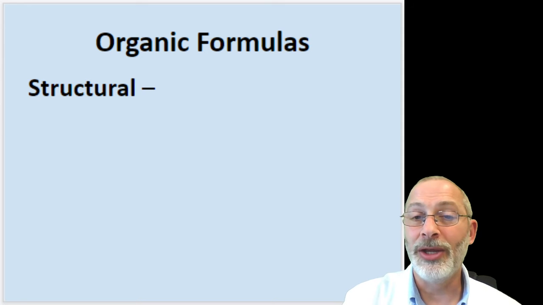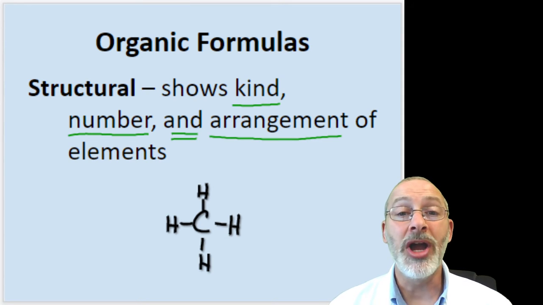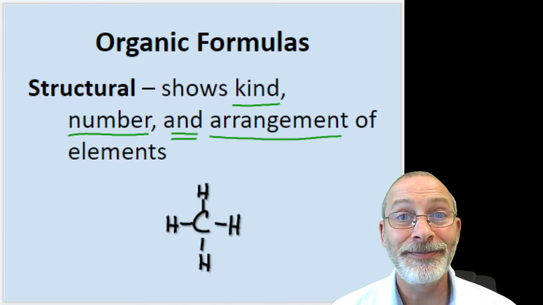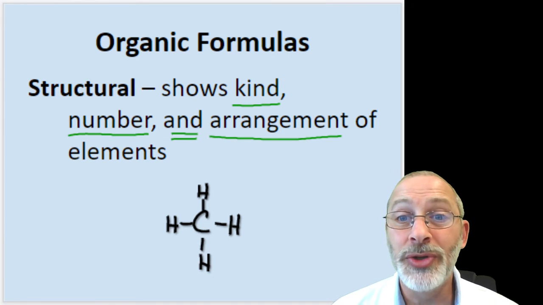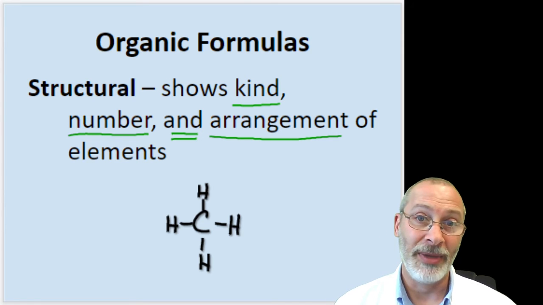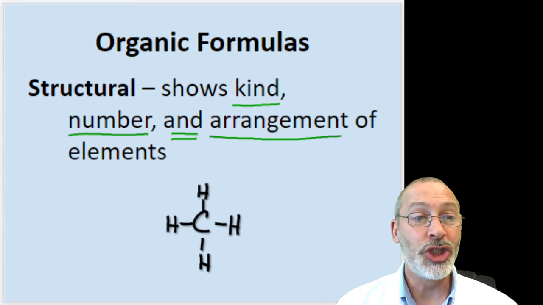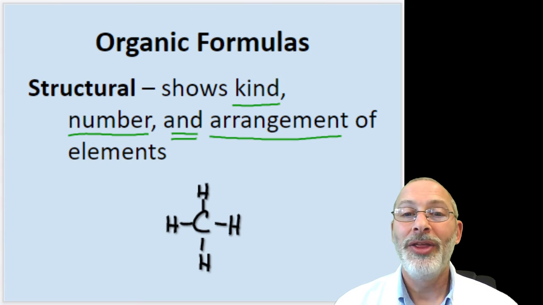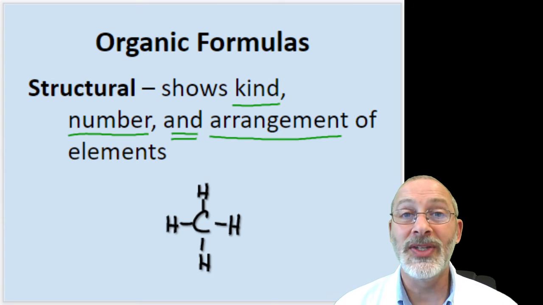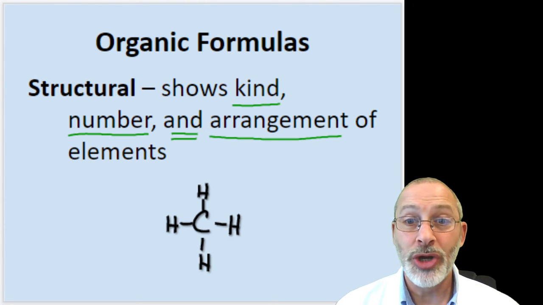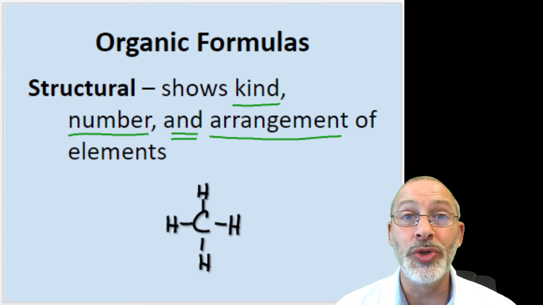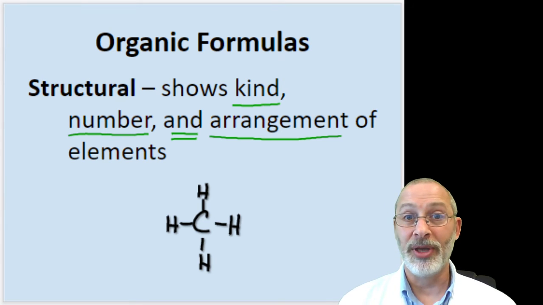Unlike the molecular formula, a structural formula shows you not only the kind and the number, but it also shows you the arrangement of elements. In other words, it shows you where those elements are. It takes it a step further. It shows you what elements and how many there are, but it also shows you how it's built.